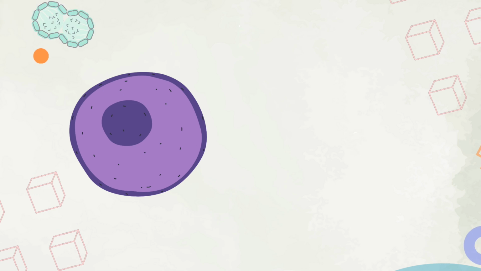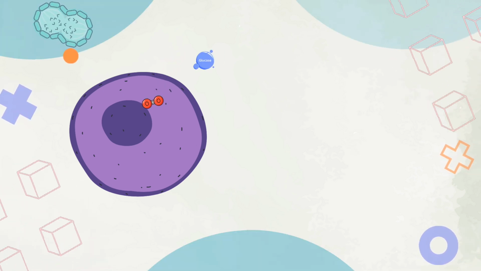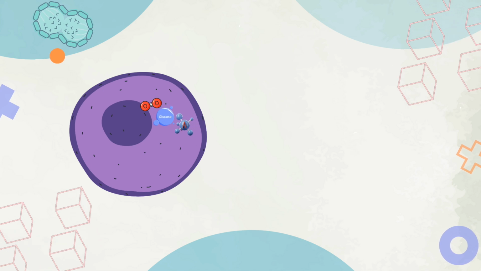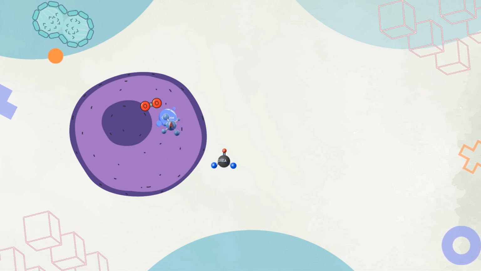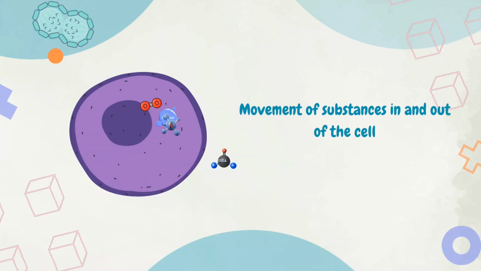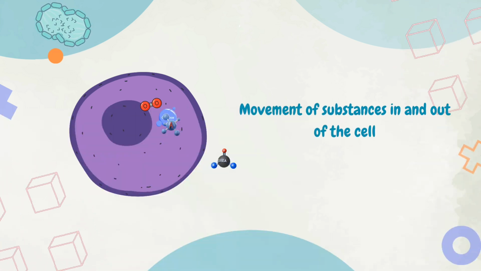Let's break it down. Cells require a constant supply of vital substances from the outside, such as oxygen, glucose, and amino acids. Cells also need to get rid of toxic, non-usable, and excess material from the cell. Therefore, there is a constant movement of substances in and out of the cell across the cell membrane.